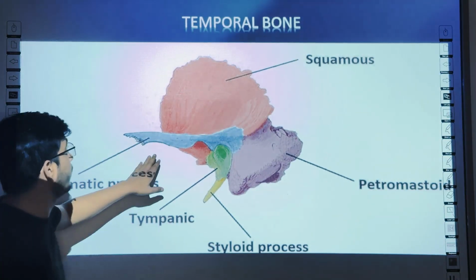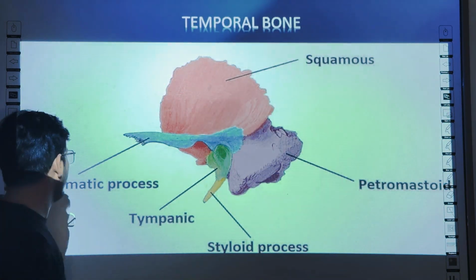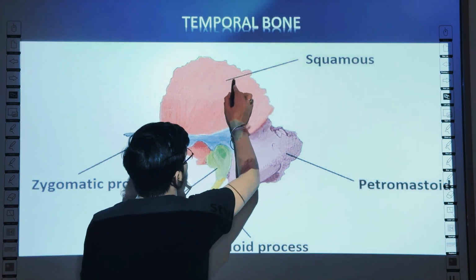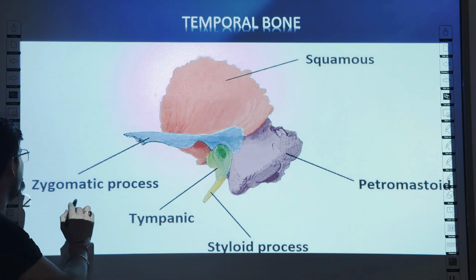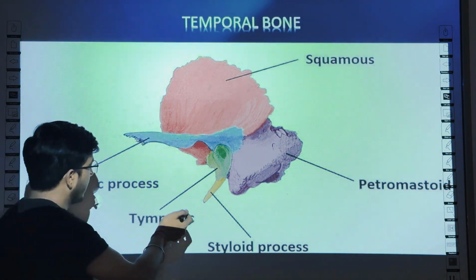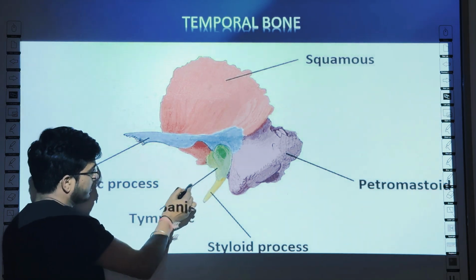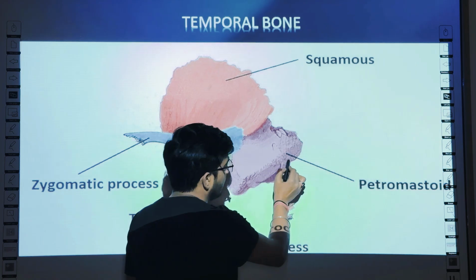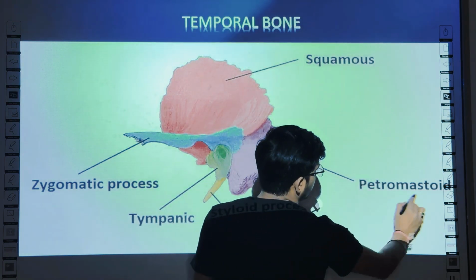So in this diagram, I will explain the parts of the temporal bone. First, we have the squamous part. This one, the plate-like structure, is the squamous part. Then we have the zygomatic process. You can see that it projects anteriorly. And then we have the tympanic part. This one is the structure. Then we have the styloid process. Then we have the petromastoid process that lies posteriorly.